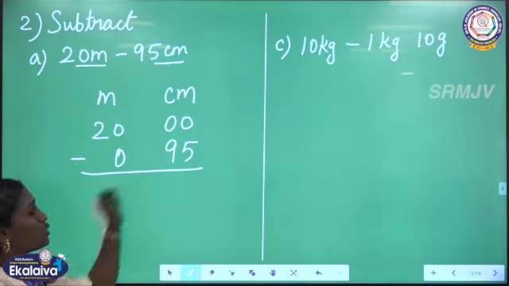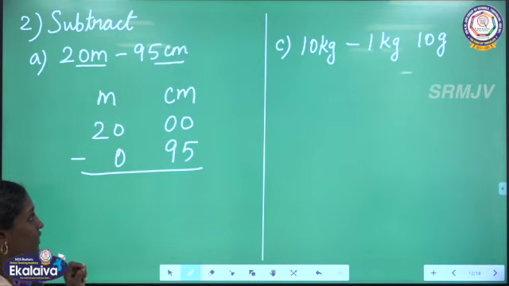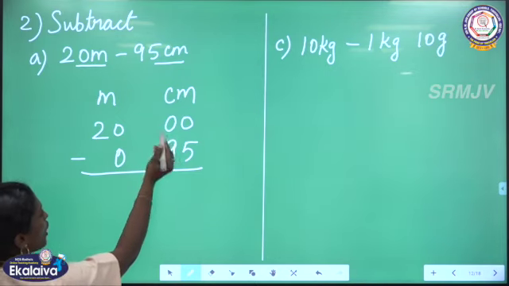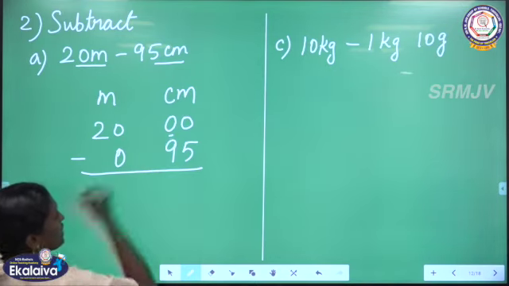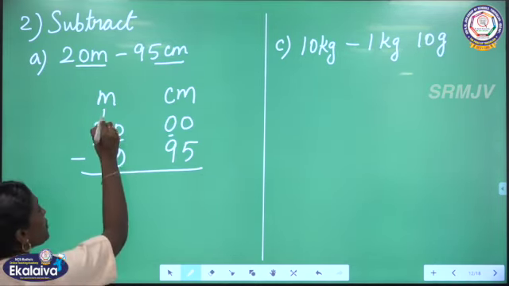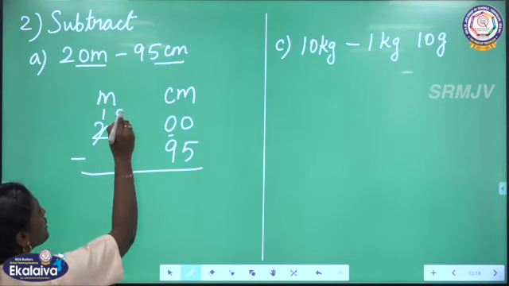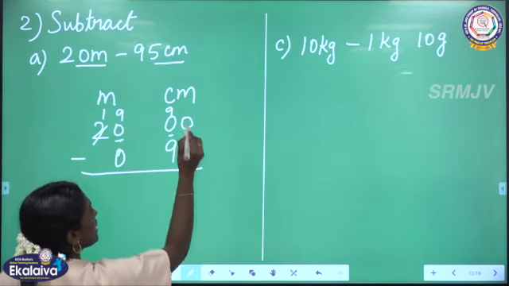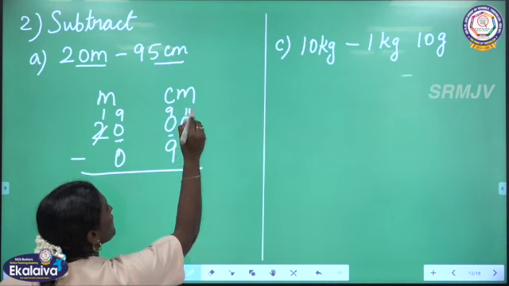Here we can't do the subtraction. 0 minus 5, so we have to borrow from the next number. The next number also 0. The next number also 0. So we have to borrow from 2. Then 2 will become 1. The first 0 will become 9. This 0 will become 9. Then this 0 will become 10.